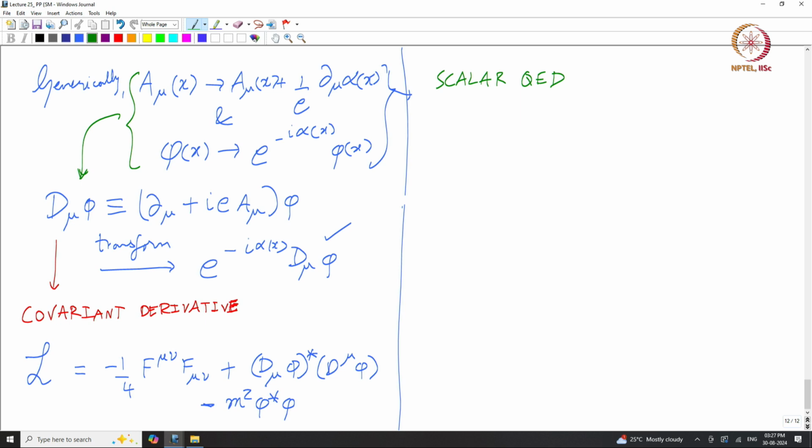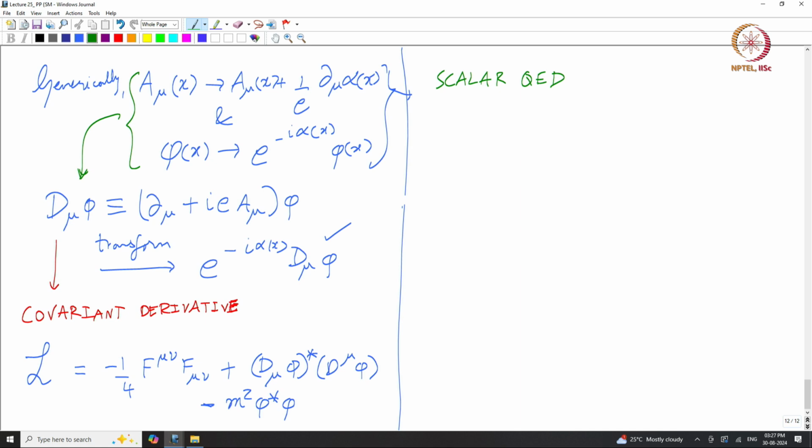Is there any scalar QED in the real world? Of course there is, right. We do have charged scalar states, we have charged pions, right. In some beyond the standard model theories we have charged Higgs bosons and so on and so forth. Okay. That is the Lagrangian for scalar QED.